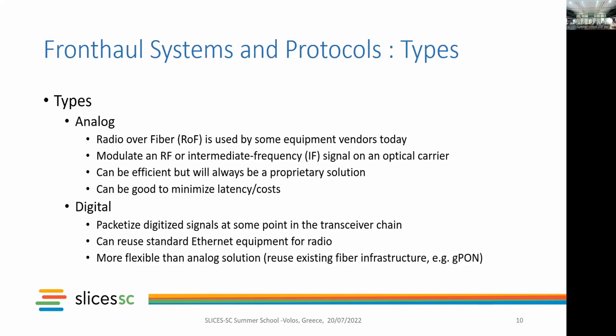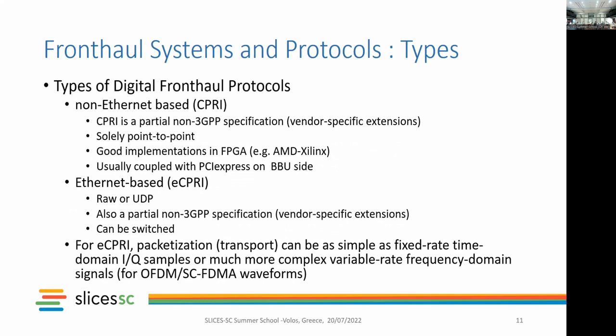Digital can allow you to reuse standard Ethernet equipment for the radio. And it could be more flexible than the analog solution, able to reuse existing fiber infrastructure, like the infrastructure that's there for fiber to the home, which could very well be used also for this, if you need that. And I think some operators are looking at that.